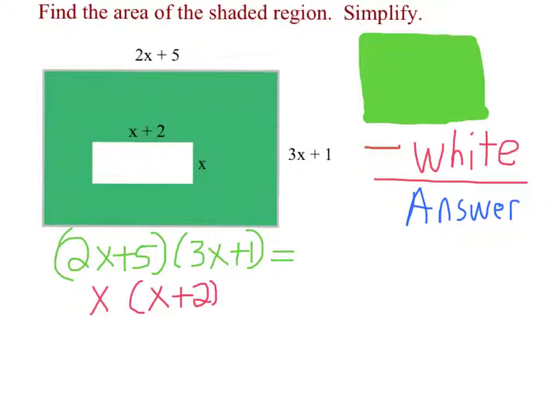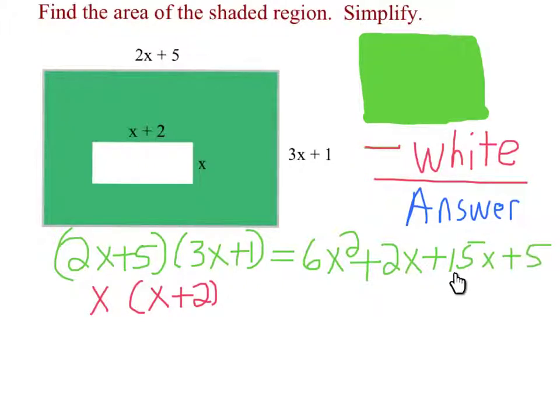I will use FOIL to simplify this, so 2x multiplied to 3x. Next, I'll do 2x multiplied to 1. Next, I'll do 5 multiplied to 3x. Lastly, I'll do 5 multiplied to 1. I will combine my like terms. I end up with 6x squared plus 17x plus 5.